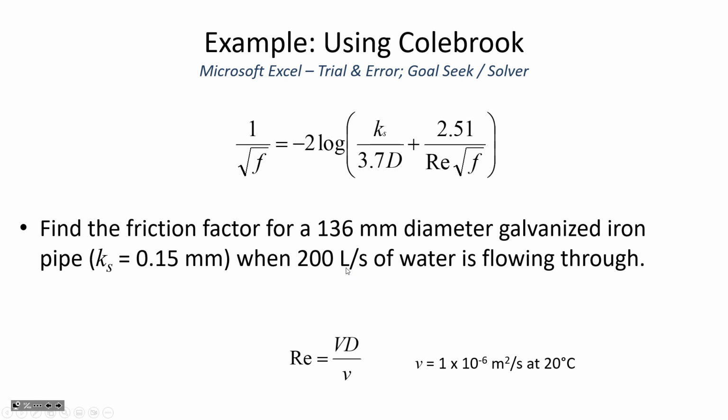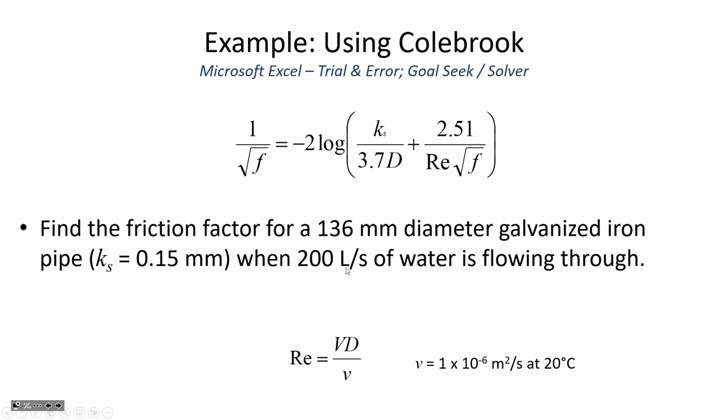But let's find out the Reynolds number. Reynolds number is velocity times diameter divided by kinematic viscosity. Our velocity is 13.77 meters per second. Our diameter is 0.136 meters. And the kinematic viscosity is 1 times 10 to the minus 6 meters squared per second. So if you put that into your calculator, I think what you'll find is that the Reynolds number is 1,872,413. So 1.8 times 10 to the 6th.